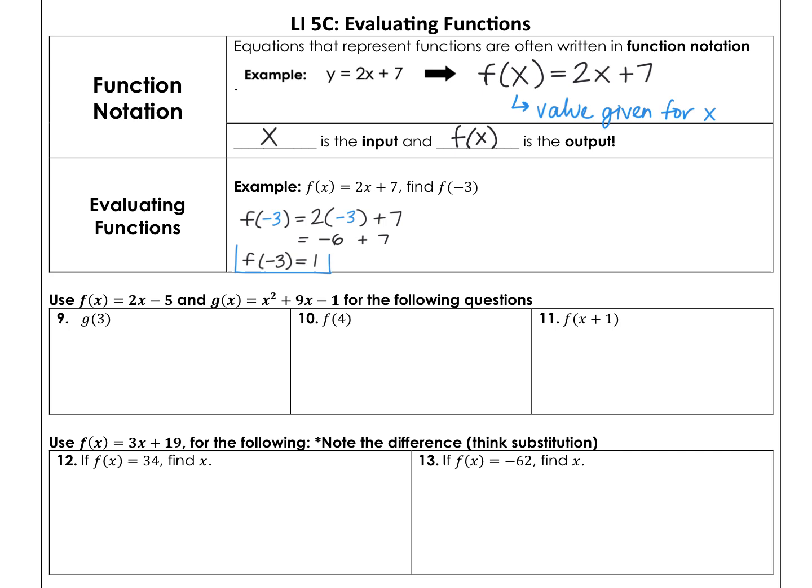I prefer you to put your answer in function notation, because it's telling me when you input a -3, you output a 1. We got that because this is equal to 1. Just plugging in numbers, seeing what you get. All right, let's do number 9, then you'll do number 10.